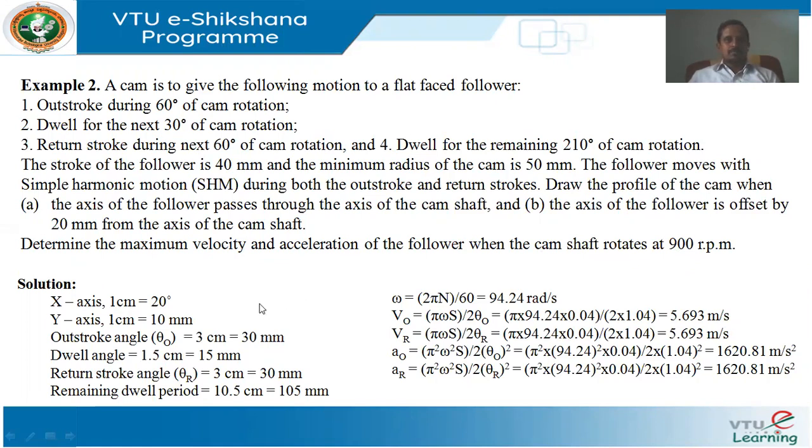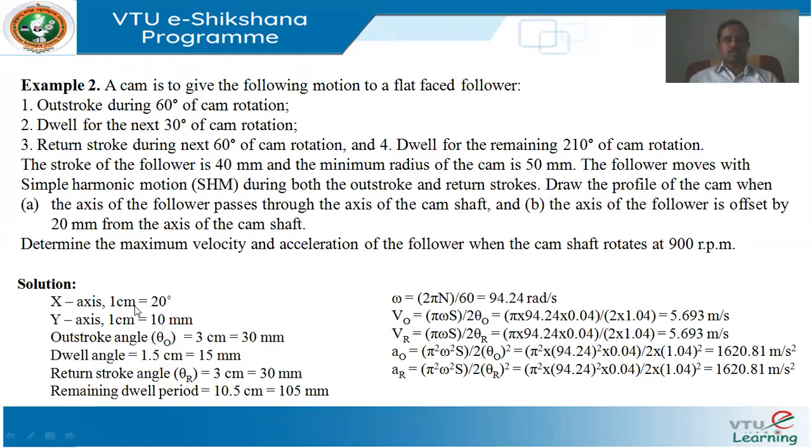According to the given data, in order to construct the displacement diagram under simple harmonic motion, along the x-axis we should take the angle of rotation of the cam, along the y-axis the stroke of the follower. Here the angles of rotation of the cam are in degrees. In order to mark these values along the x-axis, we should select a suitable scale. Here along the x-axis, 1 centimeter equals 20 degrees. Along the y-axis, 1 centimeter equals 10 millimeter.